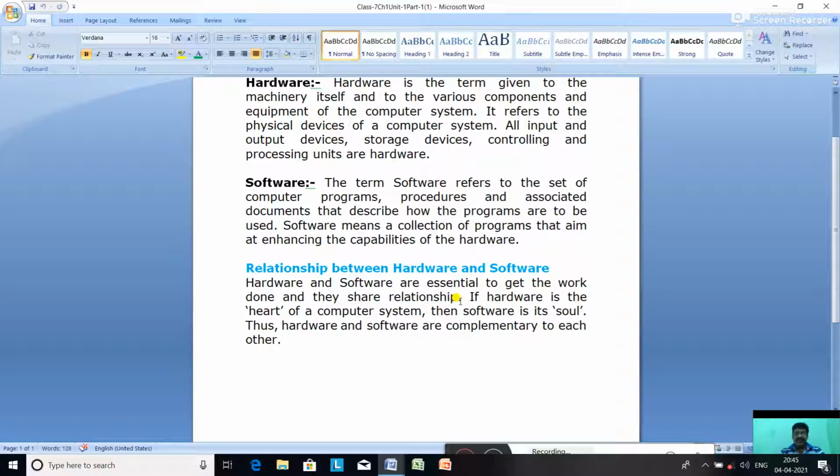So in a way, hardware is like a car without a driver. Like you have got a good car but you don't have a driver. And software is a set of instructions that tell the hardware what to do and how to perform the requested action. So hardware and software are essential to get the work done, and they share a relationship. If hardware is the heart of a computer system, then software is its soul. Thus hardware and software are complementary to each other.